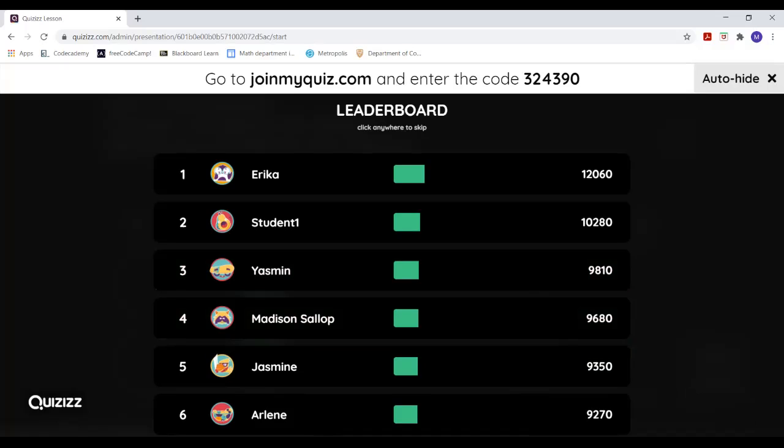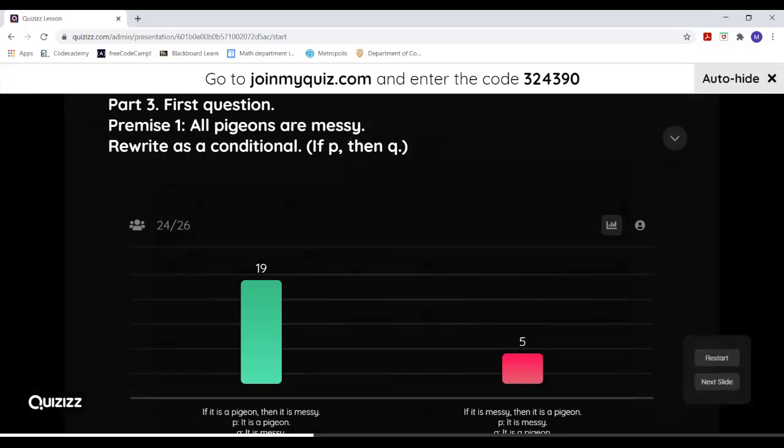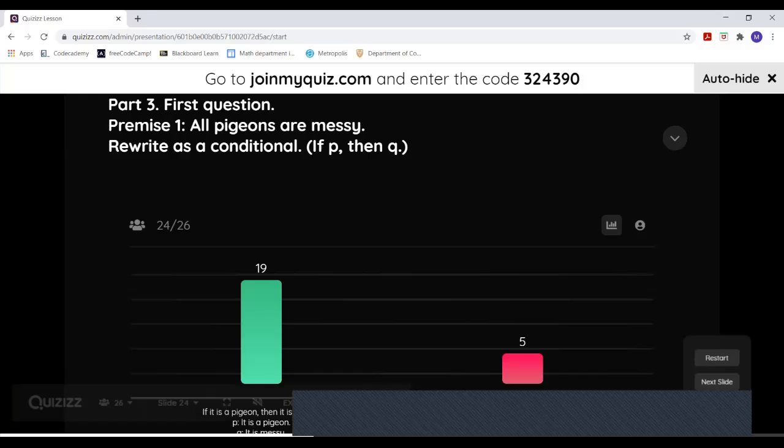All right, what are we saying here? If it is a pigeon, then it is messy. So we had this before with what? All flamingos have feathers. All pigeons are messy. So if it is a pigeon, then it is messy is what this statement translates to in if-then terms. P would be the first thing, which means it is a pigeon. Q would be the second thing, which would say it is messy.